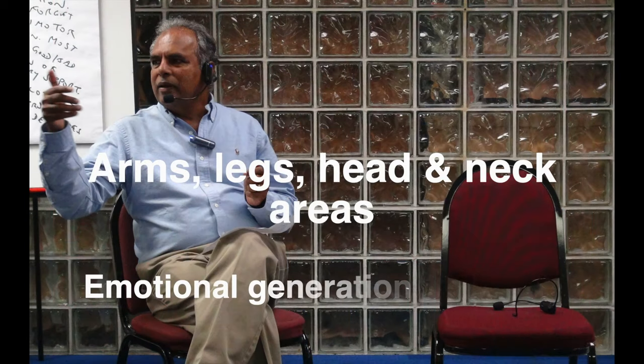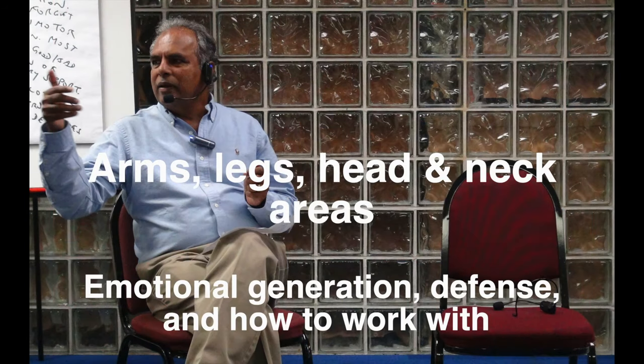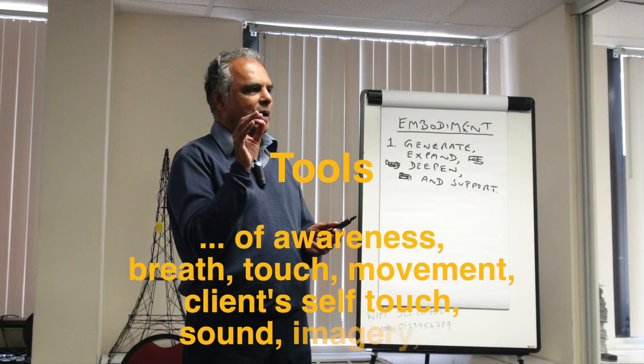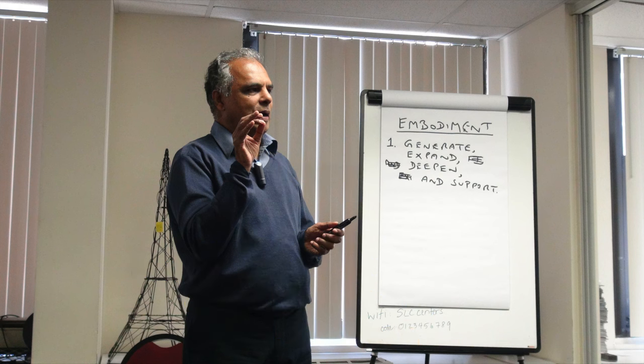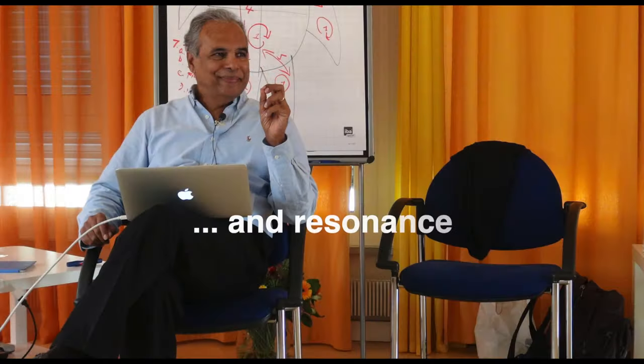We look at how the musculature of the arms, legs, and the head and the neck areas can generate emotions and defend against them and how to work with them. Now, in working with them, many different tools are possible. The tools can be awareness, breath, touch, movement, self-touch by the client, sound, imagery, but also resonance. Resonance is a particular tool that we use.